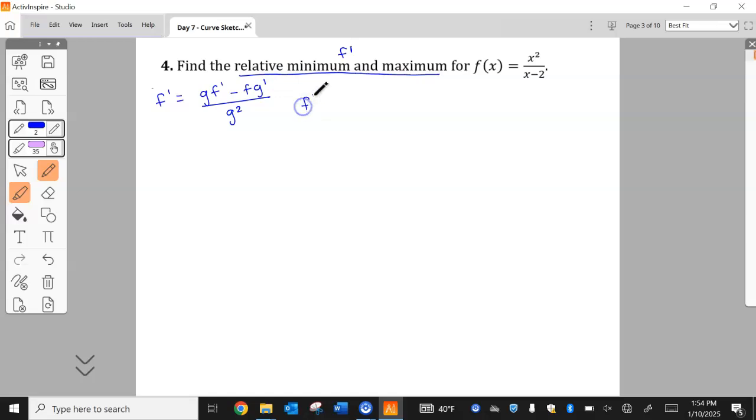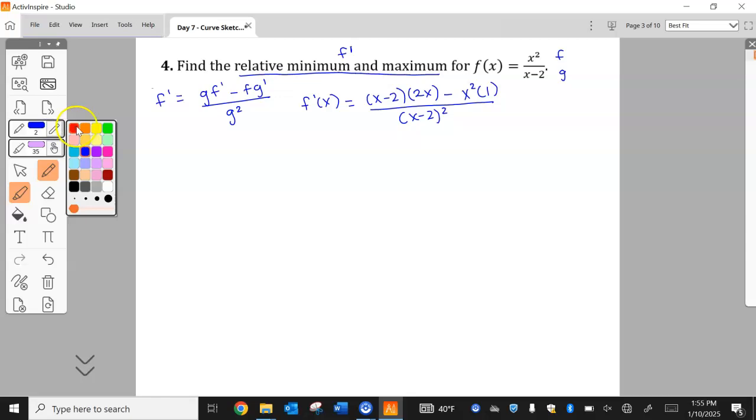So our derivative here is going to be f prime of x, and remember, f is what's on top, g is always what's on the bottom. So that'll be x minus 2 times f prime, the derivative of x squared, that's 2x, minus f, which is x squared, and then the derivative of g is 1, all over x minus 2 squared.